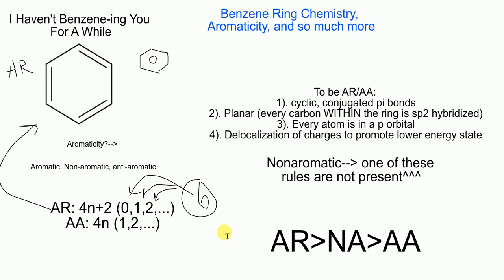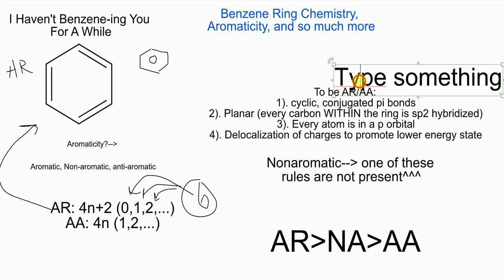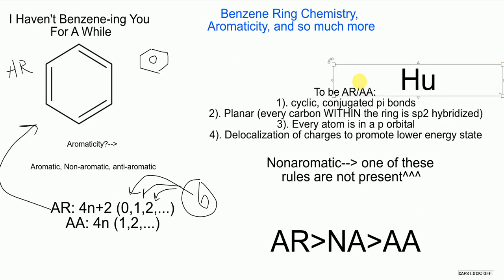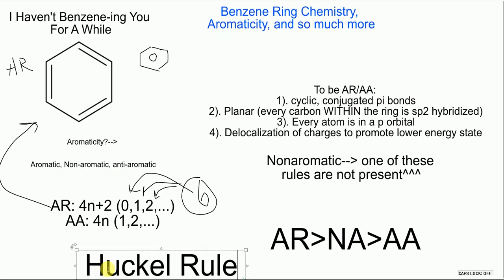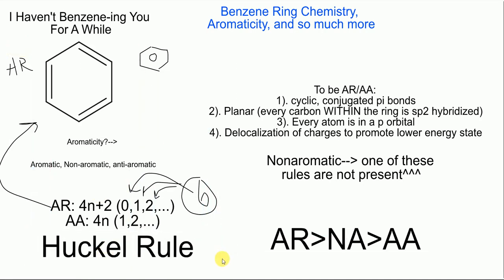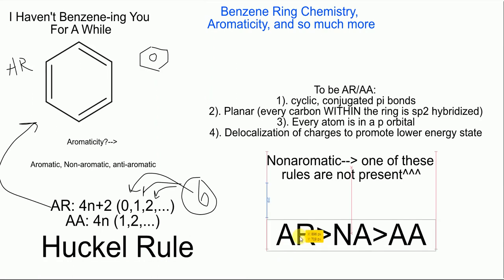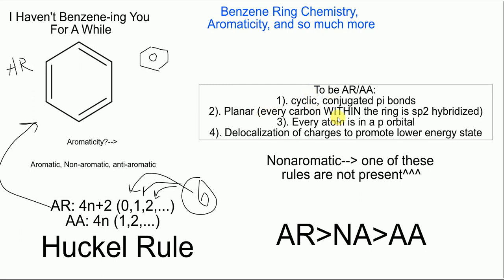Okay, and something I left out. This is called, I believe actually, this is called Huckel's rule. All right. So these formulae are a feature of Huckel's rule. Okay. So here's the stability order, and these are how you calculate it, and these are some of the characteristics of an aromatic or anti-aromatic compound. And non-aromatic is just anything that is missing one of these features.